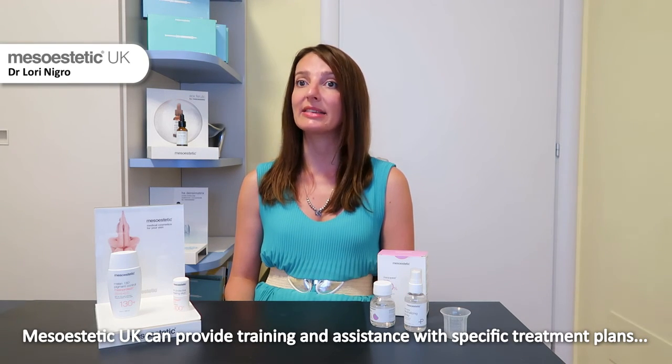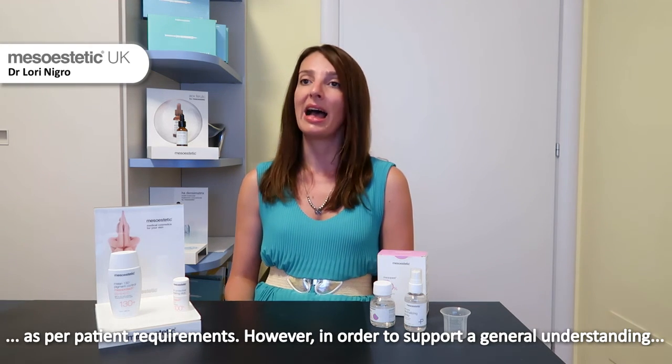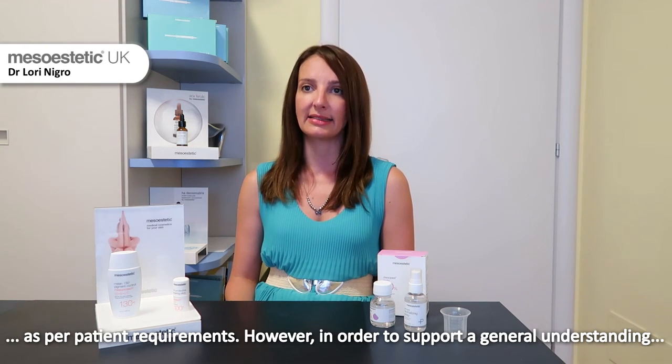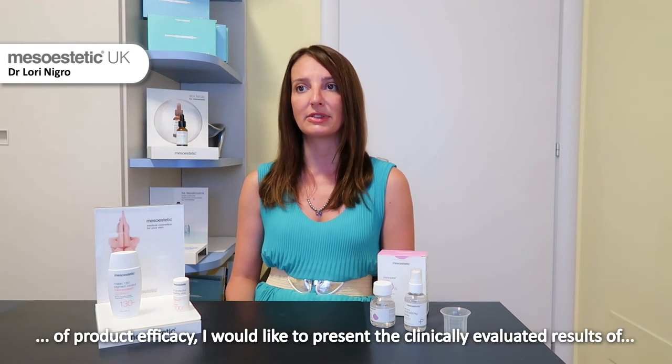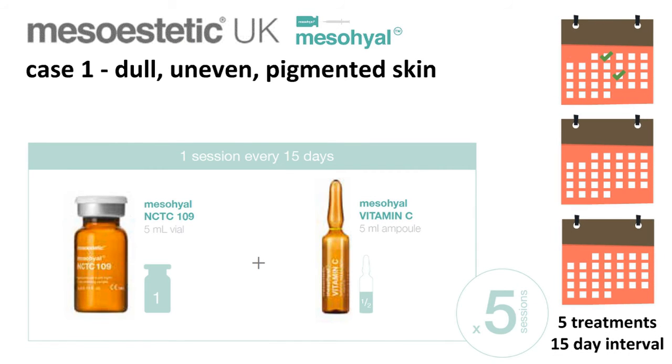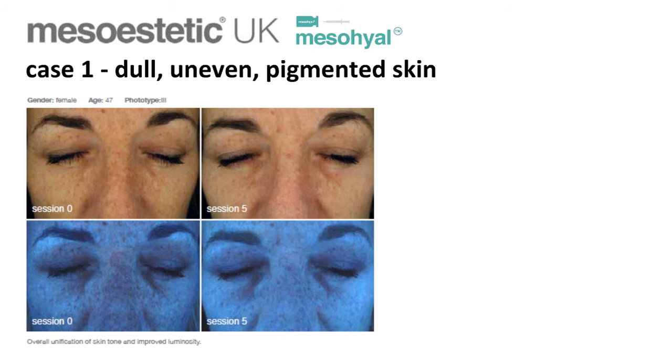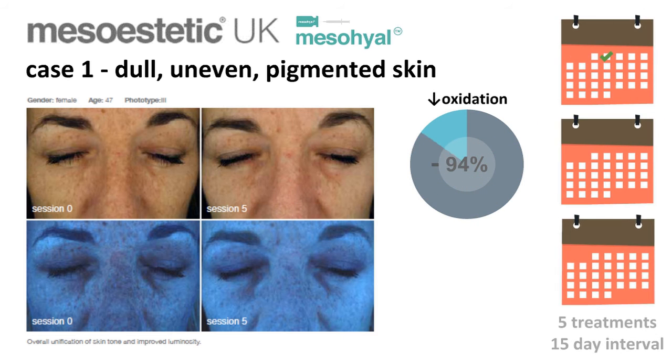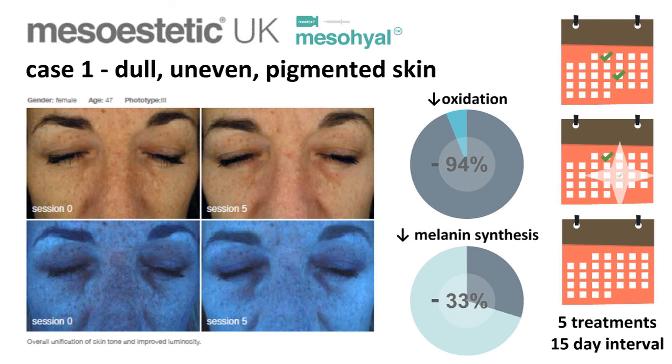Mesoestetic UK can provide training and assistance with specific treatment plans as per patient requirements. However, in order to support a general understanding of product efficacy, I would like to present the clinically evaluated results of 3 common protocols for facial rejuvenation. For treating a dull, uneven, pigmented or parchment-like skin, a typical protocol could include 5 treatments of 5 ml NCTC-109 and 5 ml vitamin C. This treatment demonstrates a 94% reduction in oxidation and a 33% reduction in melanin synthesis.